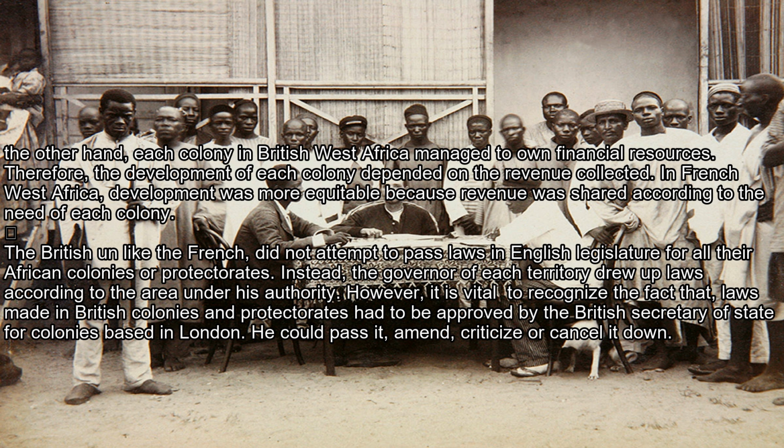The British, unlike the French, did not attempt to pass laws in the English legislature for all their African colonies or protectorates. Instead, the governor of each territory drew up laws according to the area under his authority. However, it is vital to recognize that laws made in British colonies and protectorates had to be approved by the British Secretary of State for the Colonies based in London. He could pass, amend, criticize, or cancel it.